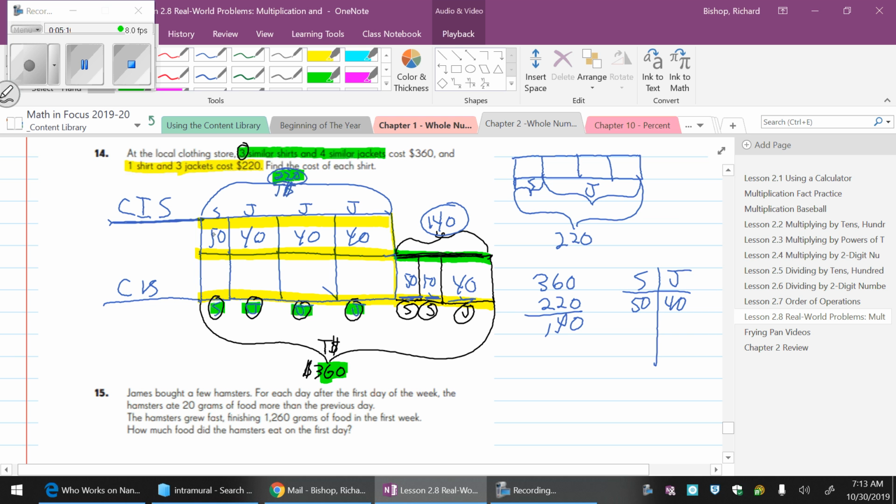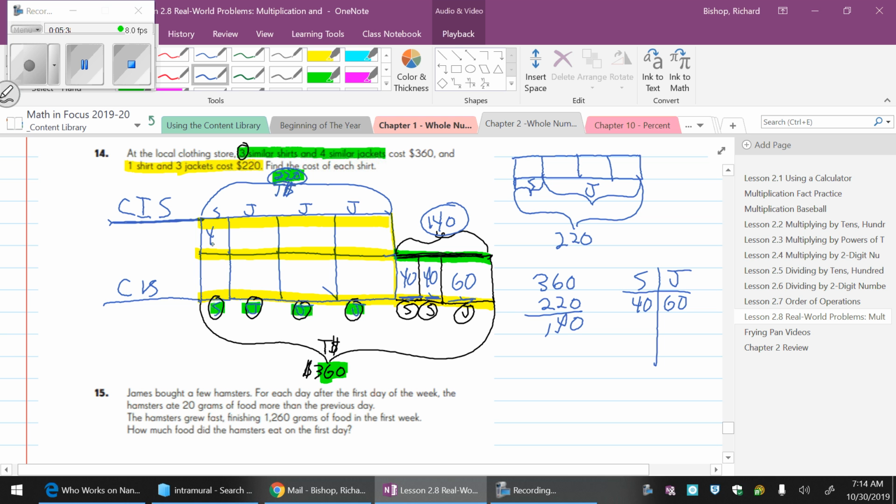So I'm going to go back, and I'm going to bump it up. Okay, I'm going to go to 40 for a shirt and 60 for a jacket. Let's try that. 40, 40, that's 80, and then 60 for a jacket. That's 140.